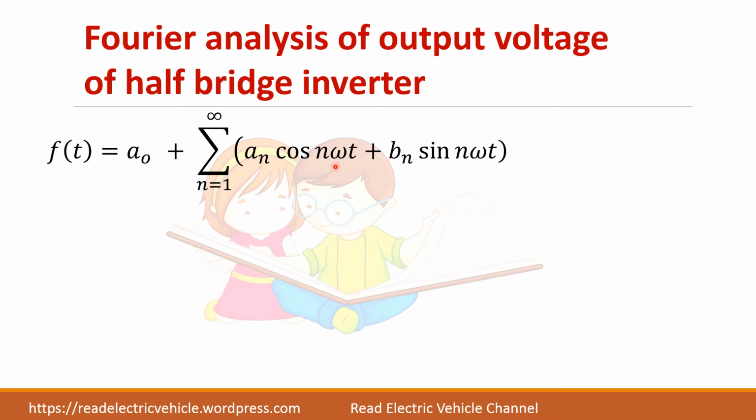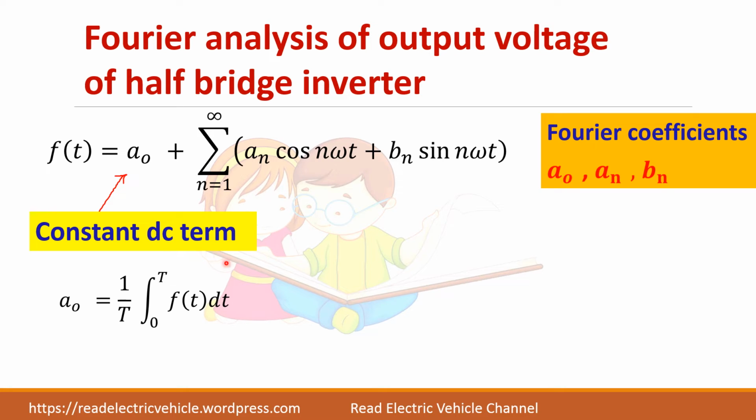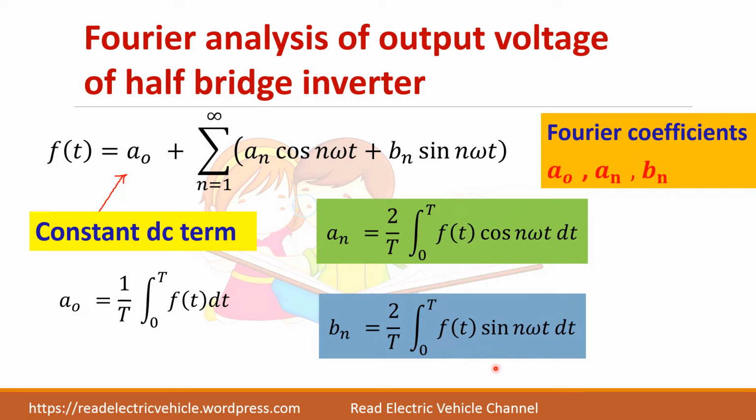So if you see the Fourier series, f of t, this is the general one: f of t is equal to a naught plus sigma n equal to 1 to infinity, one function is there. So what is this a naught? An and Bn are called Fourier coefficients. a naught is a constant, it is a DC value, and a naught is given by 1 by T integral of 0 to T f of t dt. Similarly, for an and bn, formulas are there. So this is the general Fourier series.